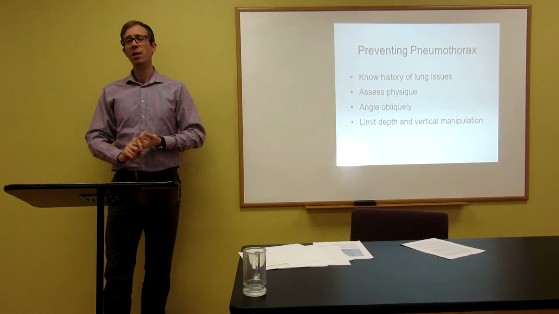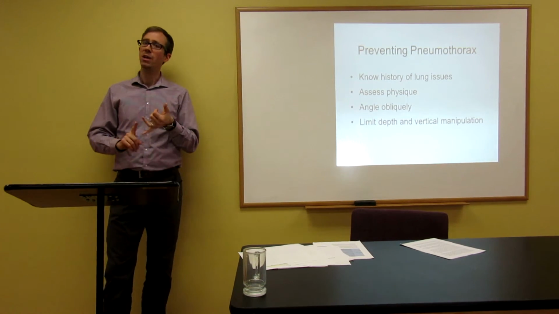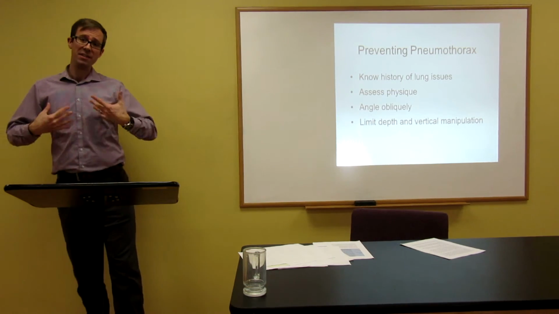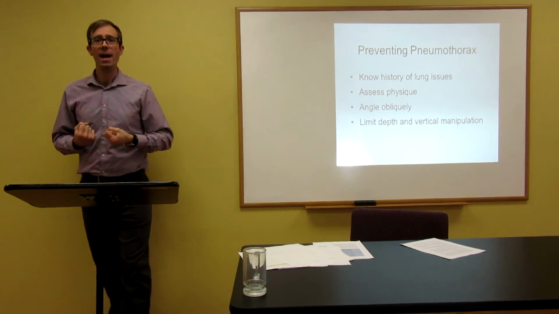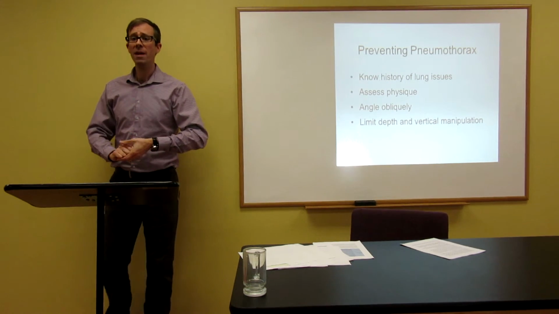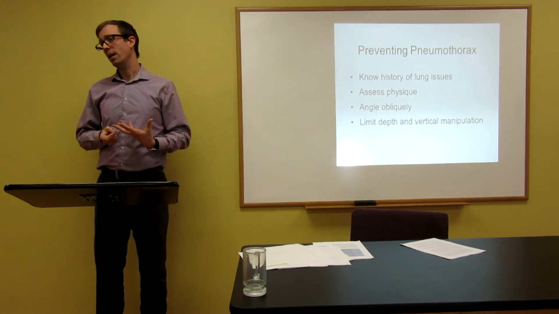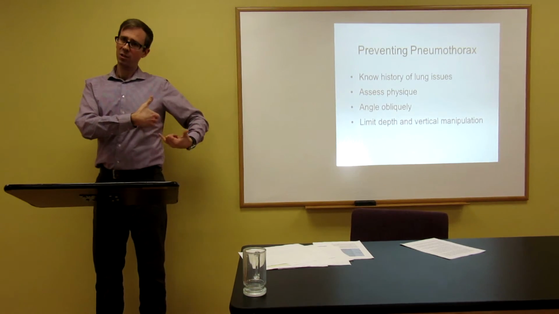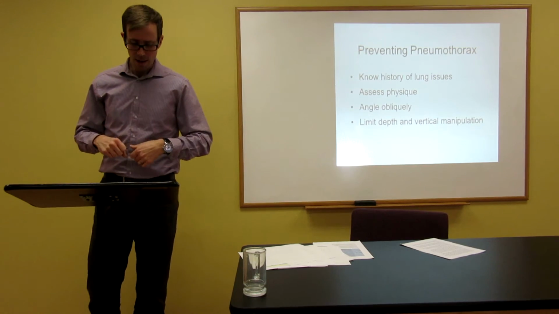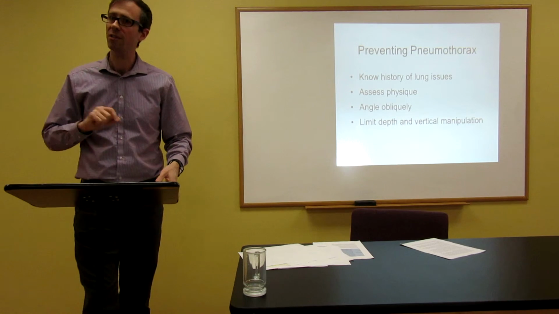And so the things that we want to think about when we're talking to patients would be to know their history. Do they have COPD? Were they a history of smoker? Have they ever had a pneumothorax before? Again, assessing their physique, relatively thinner people that have less tissue, it's going to be easier to needle that deeply. And then again, we abide by appropriate needle angles, right? So you angle obliquely as opposed to perpendicularly, especially over the back and the chest. We limit things like vertical manipulation in those places, so we don't want to do a lot of deep lifting and thrusting, stuff like that.